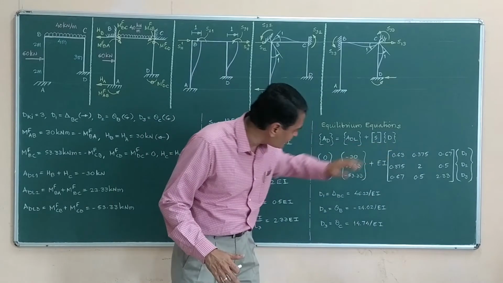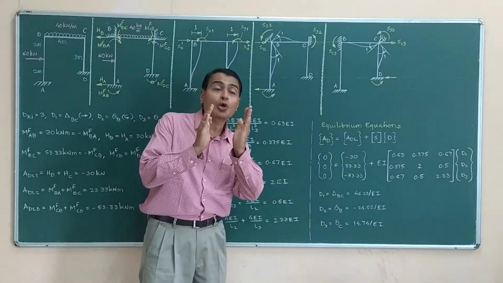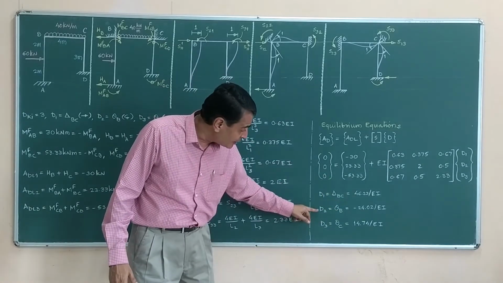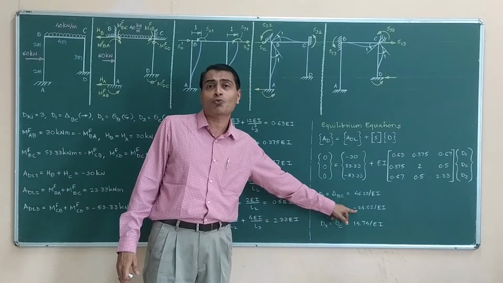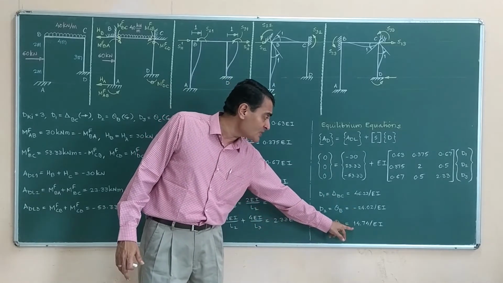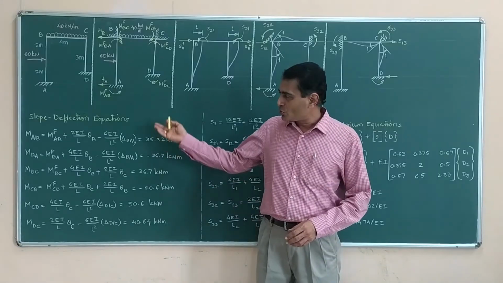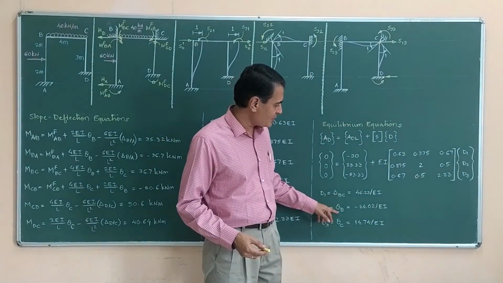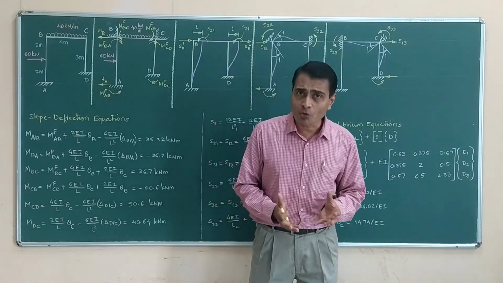So if I solve these equations, I get D1, which is delta BC, that is the amount of sway, equal to 46.23 upon EI. D2 is equal to theta B, rotation at B point, equal to negative 24.02 upon EI, and D3 is equal to theta C, equal to 14.74 upon EI. So here are the slope deflection equations. We have found delta BC, theta B, theta C. Using these values we are able to find the end moments.